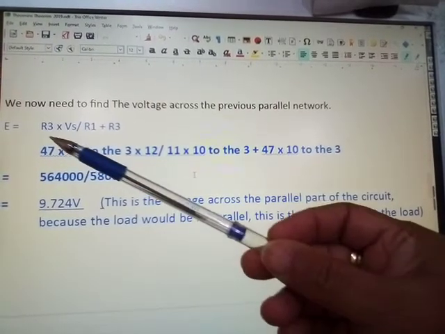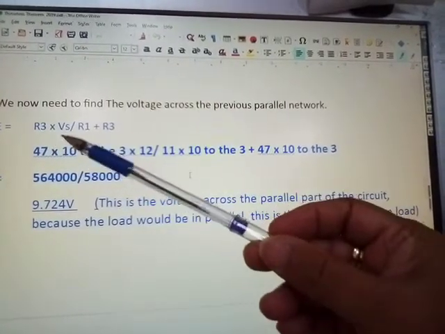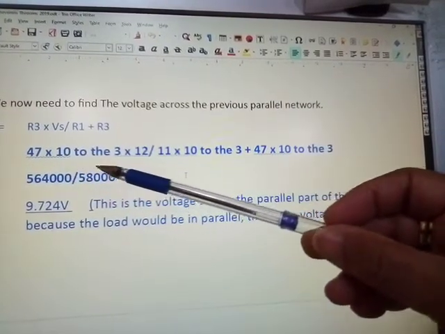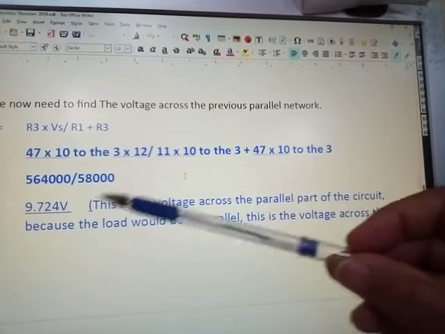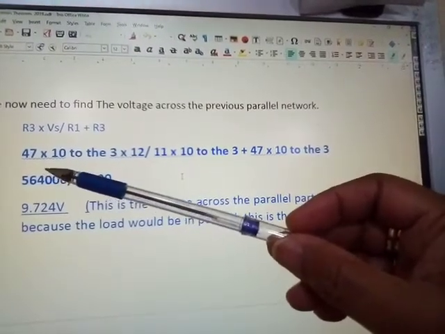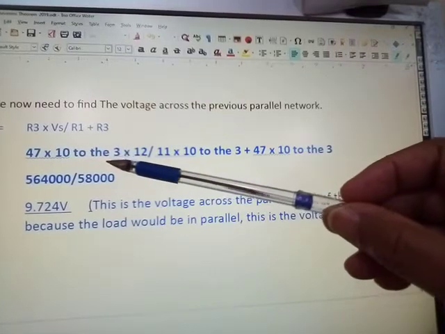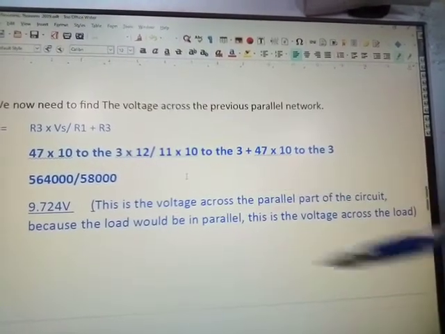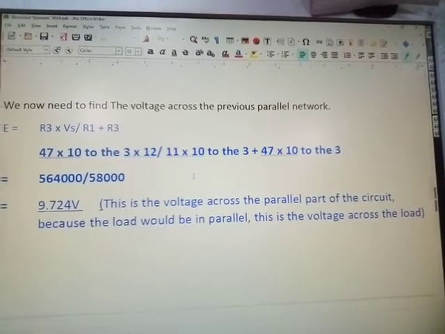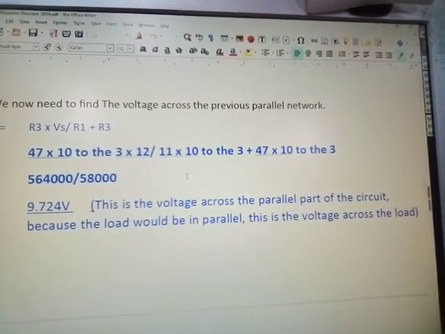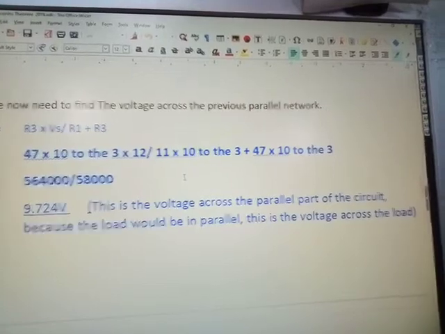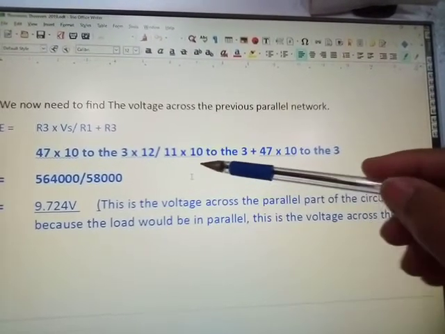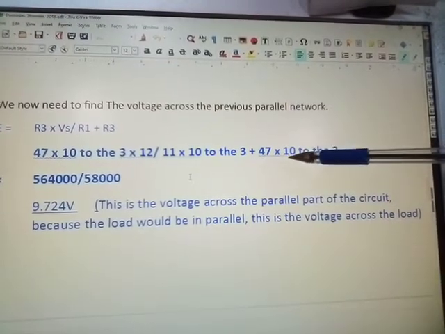Now, R3 times Vs over R1 plus R3. Now that becomes 47 times 10 to the 3 times 12, over 11 times 10 to the 3 plus 47 times 10 to the 3.